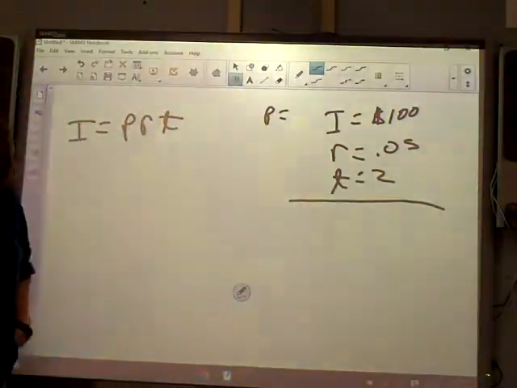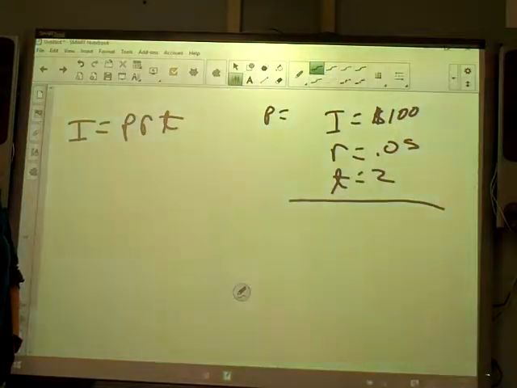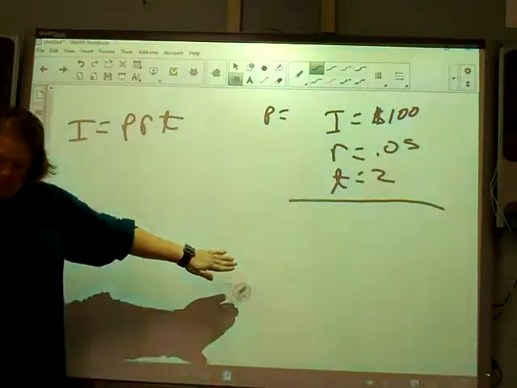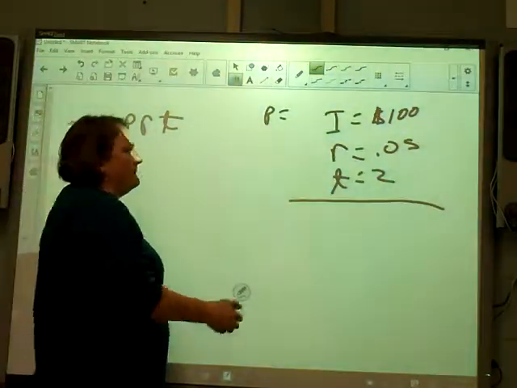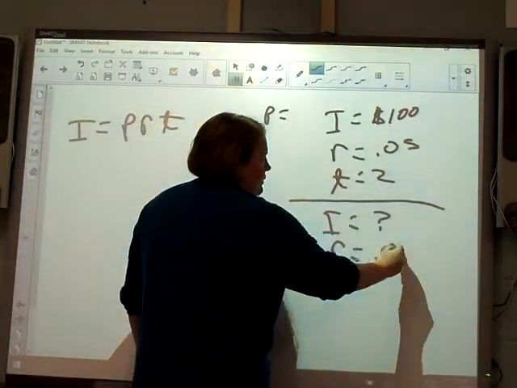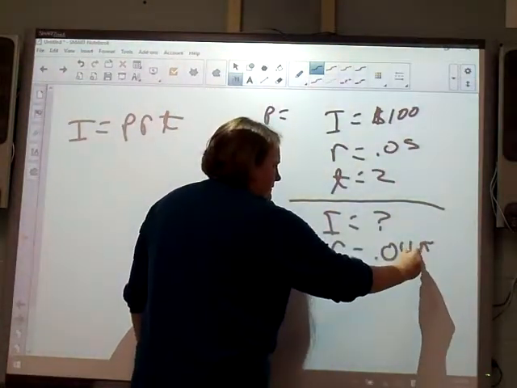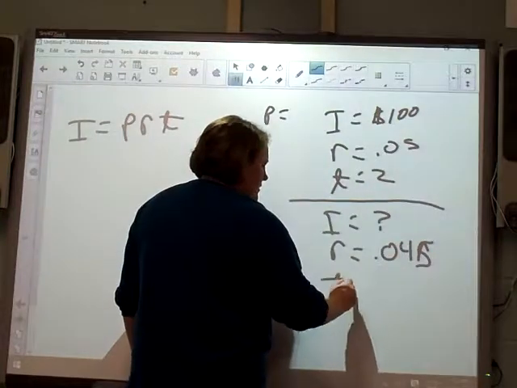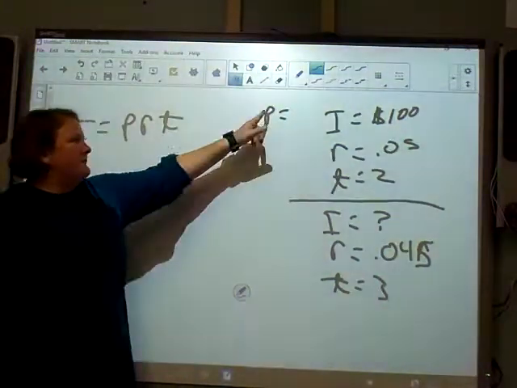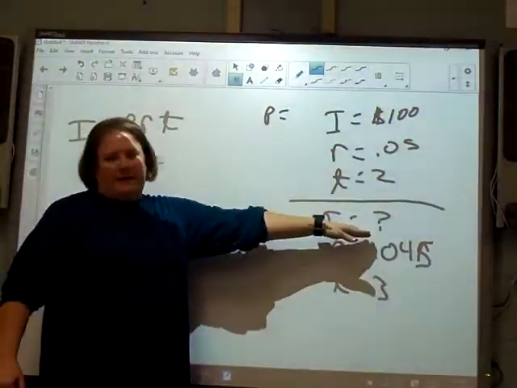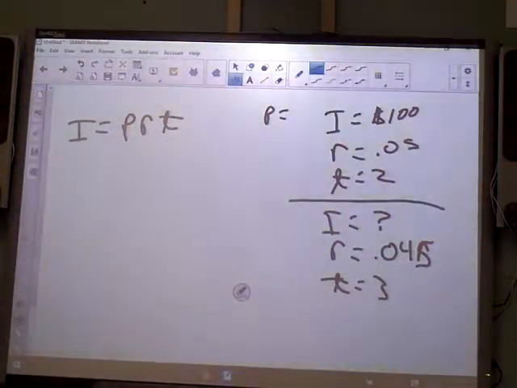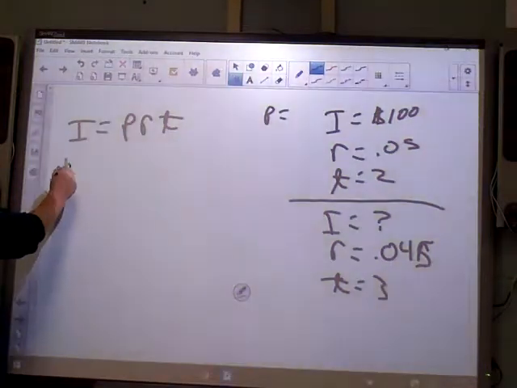Question says, but how much interest will the same principal earn? So whatever this P is, it's going to be the same here. Will the same principal earn at 4.5%? Interest we don't know. Rate 4.5% is 0.045 over 3 years. Okay, so we've got to use all this stuff to find the P and then plug that in to see what interest that would earn there. It's like we're shopping around 2 different banks and we want to know which one's going to give us the most interest. So I is 100.